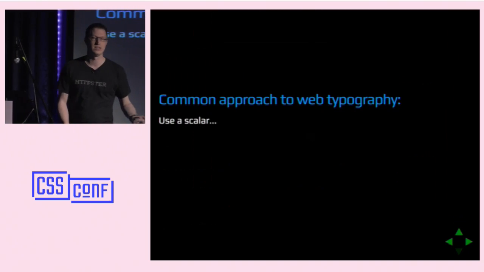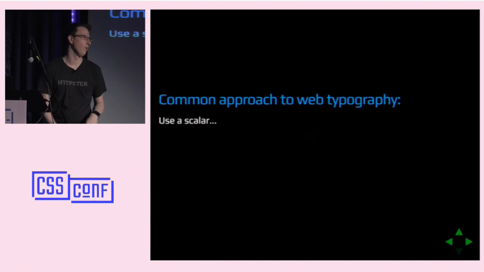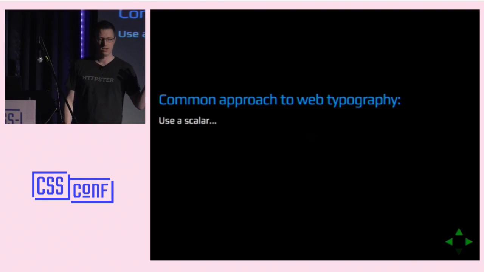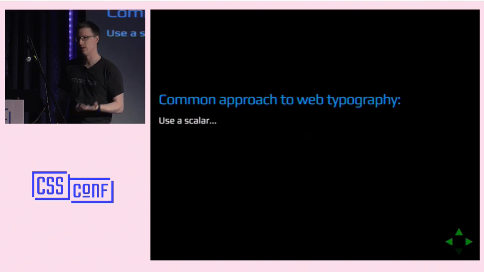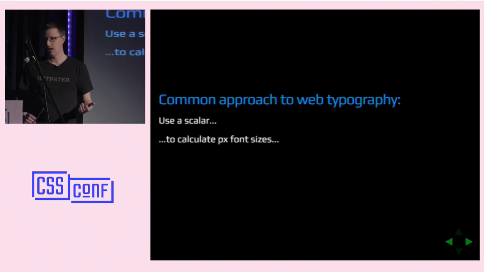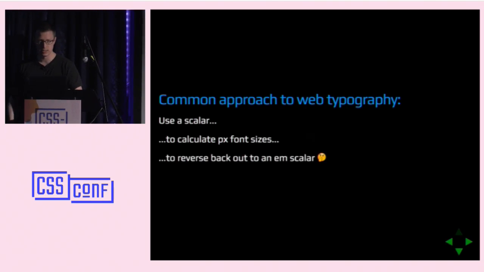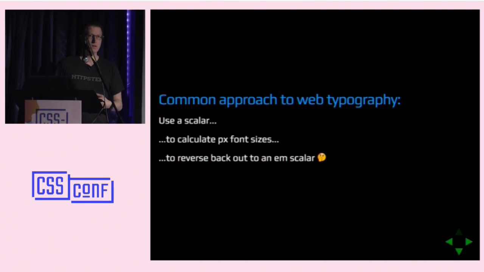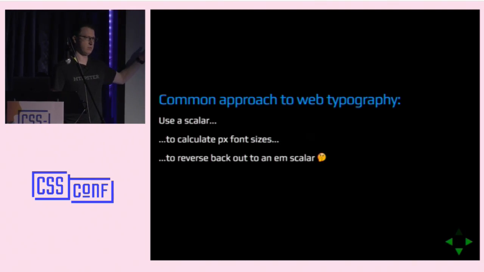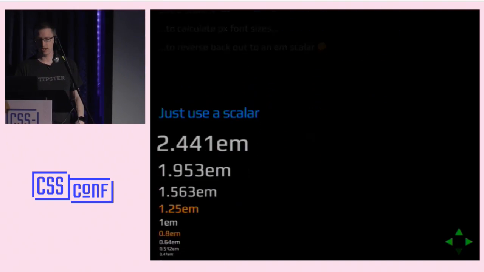What I'm getting at is this is how we approach design. This is the status quo of design in our world. Whether it was Bringhurst back in the day or our designer now, we take a scalar and we compute a bunch of pixel font sizes, and then we go over to our CSS and we reverse back out the exact same math to get back to an em value. We don't need this middle step. It's irrelevant what the pixel font size is if we just use a scalar and stick with it.